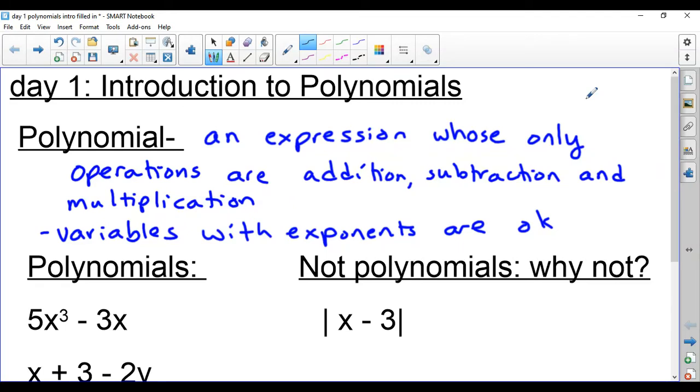We're going to start a new unit, which is we're going to talk about polynomials over the next couple of weeks. A polynomial is an expression whose only operations are addition, subtraction, and multiplication. Variables can have an exponent because an exponent is just a shorthand way of writing multiplication. X squared is just x times x. So addition, subtraction, and multiplication, but it could include exponents.